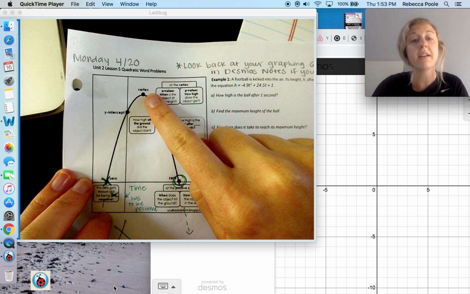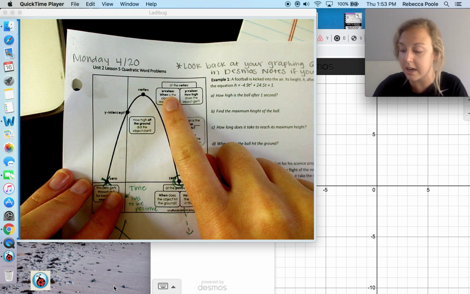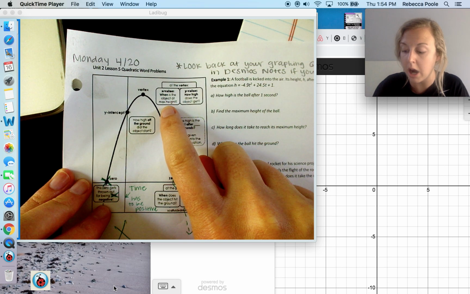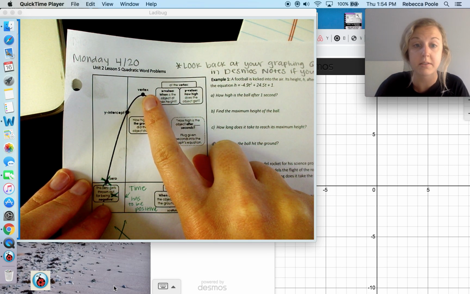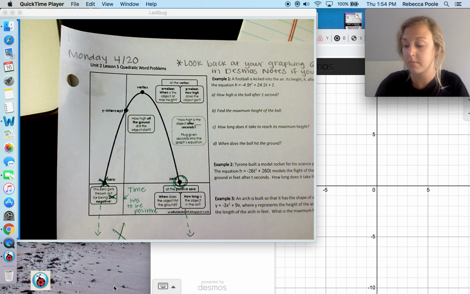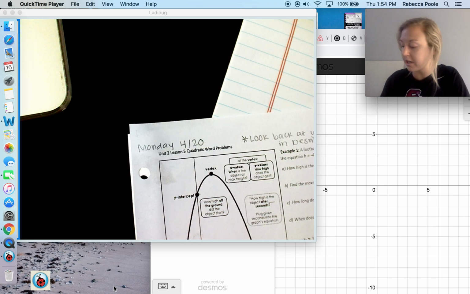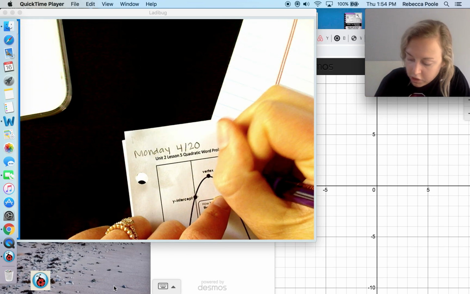You guys know how to find the vertex. It tells you right here, the x value is when the object is at its max height, the time. Let's underline that because I know y'all be forgetting.